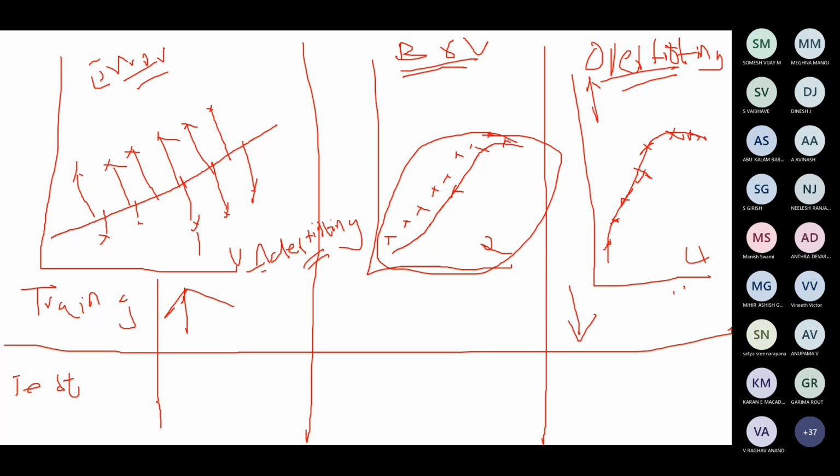Now you tell me, how are the testing errors over here? For the testing data, what will it produce? What will it be, low or high, for this particular model? For degree 1, sir, testing error will be high, I think. Very good. Excellent. Testing error is also high.